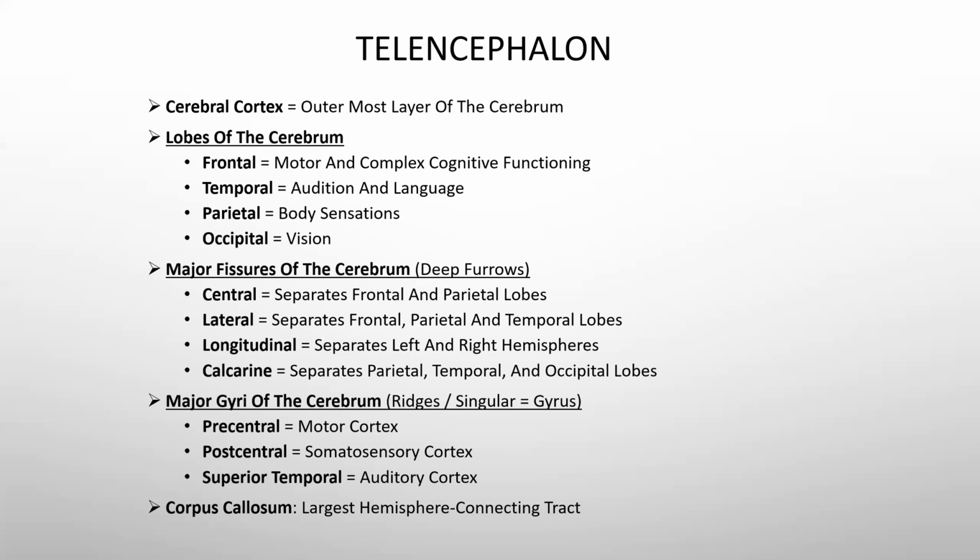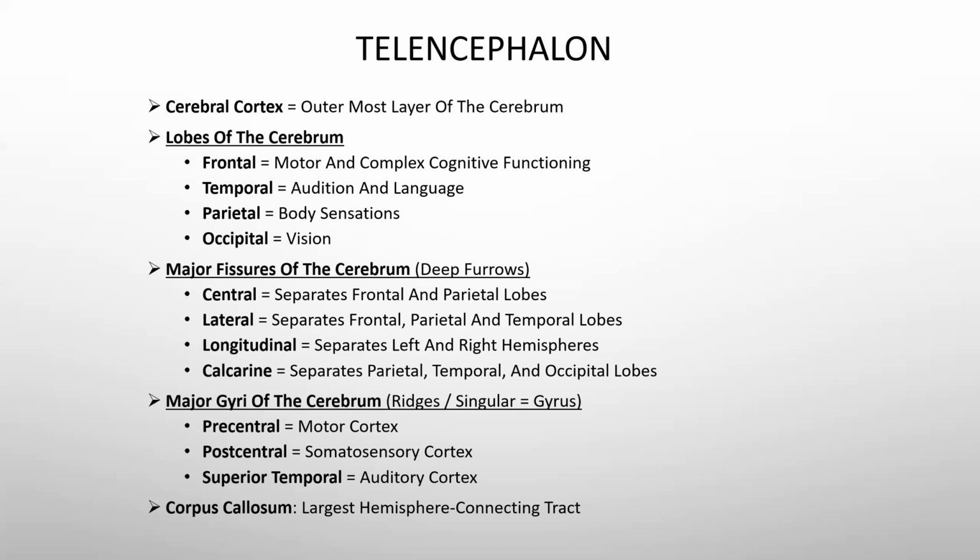Okay? The major gyri of the cerebrum. Now remember, the singular of this would be gyrus. Okay, and these are the ridges. We only go over 3. The precentral gyrus is the motor cortex. We will be talking a lot about the motor cortex, so it's important for you to know where that's located. Okay, precentral gyrus. Postcentral gyrus is the somatosensory cortex. And then the superior temporal gyrus is the auditory cortex.